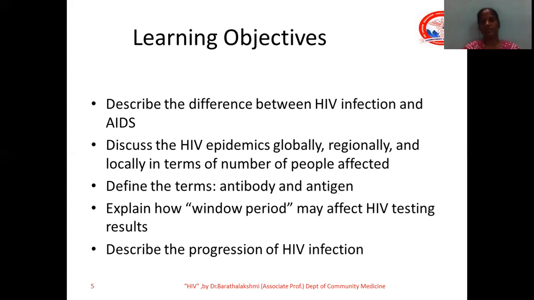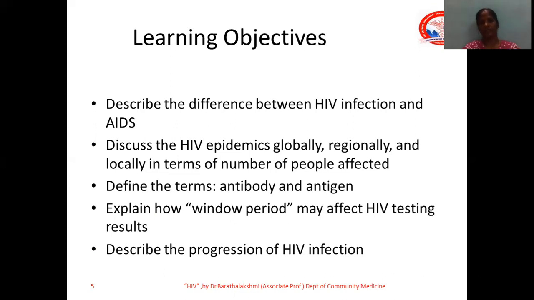Next, we'll discuss the HIV epidemic globally, regionally, and locally in terms of the number of people affected. That is the burden of disease in the population with respect to the local community, regional, that is state-wise or province-wise, or globally, the country-wise. So globally, there were about 50 million cases of HIV, and in India alone, there are more than 5 million cases of HIV.